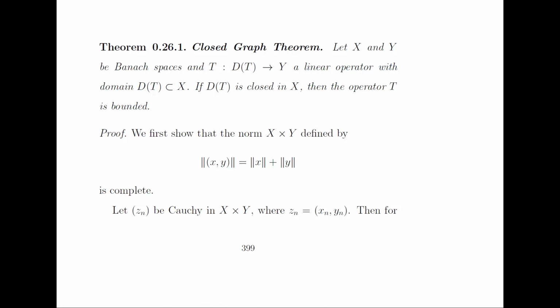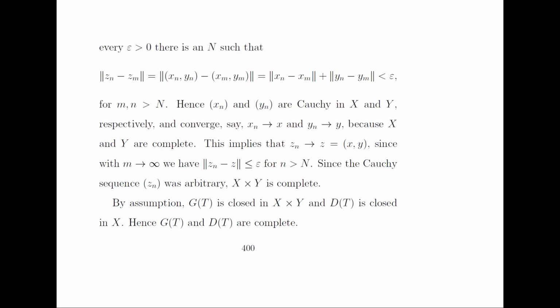We first show that the space X cross Y with the norm defined by norm of (x, y) equal to norm of x plus norm of y is complete. So let Zn be an arbitrary Cauchy sequence in X cross Y, where Zn is equal to (xn, yn). Then for every epsilon greater than 0, there is an N such that norm of Zn minus Zm, which is equal to norm of (xn, yn) minus (xm, ym), which is equal to (xn minus xm, yn minus ym), and using the property of the norm here, is equal to norm of xn minus xm plus norm of yn minus ym, is less than epsilon for all m and n greater than or equal to N.